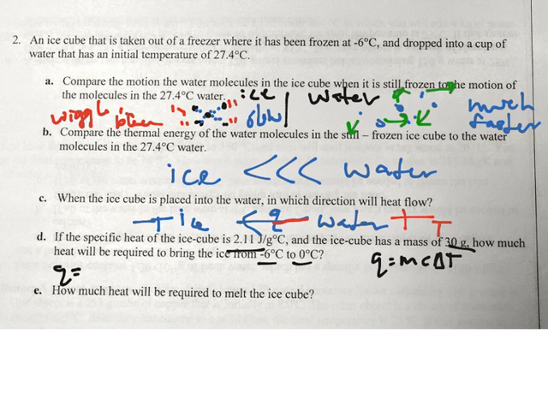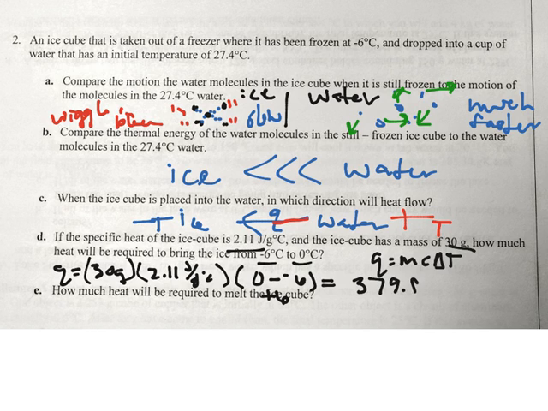So it's just Q is equal to 30 grams times 2.11 joules per gram degrees Celsius. And this is final minus initial, so 0 minus a negative 6 will give us a positive 6. Alright, and then multiply. And that gives you 379.8 joules of energy. Alright, so that's the first one.